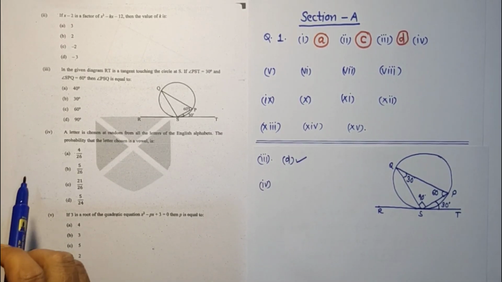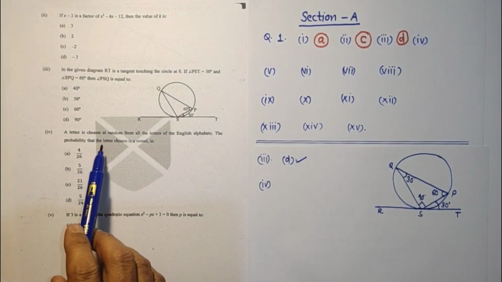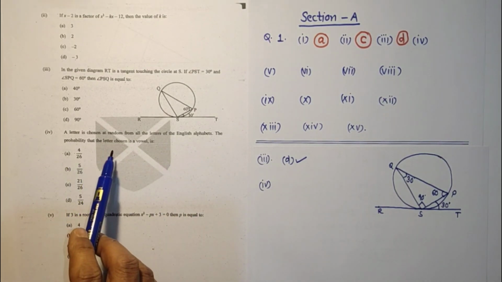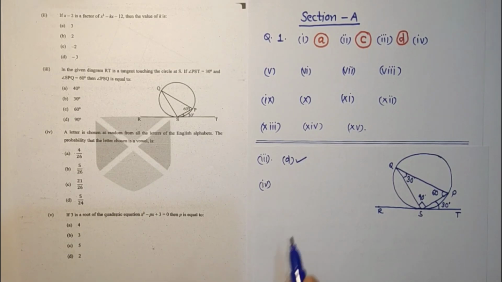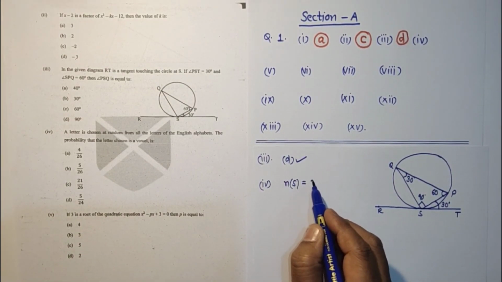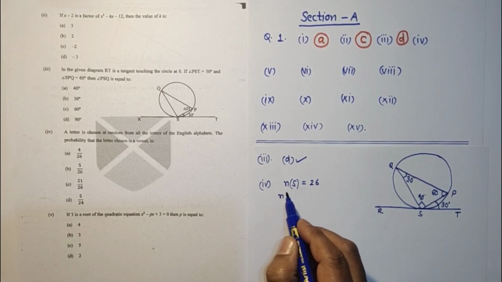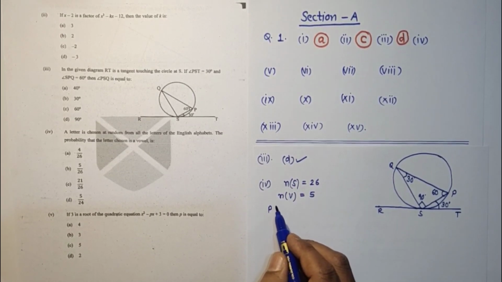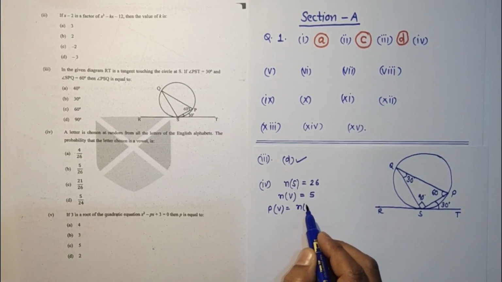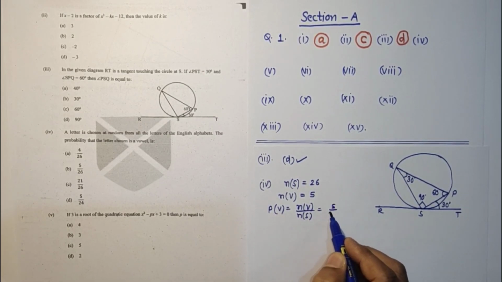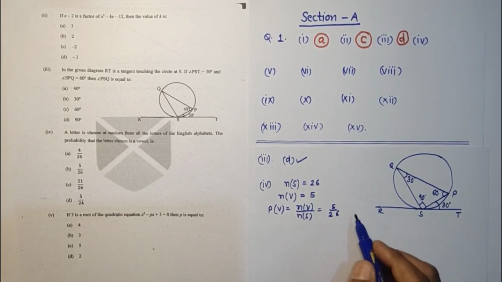Now subpart number 4, a letter is chosen at random from all the letters of the English alphabet. The probability that the letter chosen is a vowel is, so total number of English alphabets n(S) is 26. Total number of vowels is 5, A E I O U. So probability of getting a vowel is equal to n(V) over n(S), and that is equal to 5 by 26. So option B is correct.